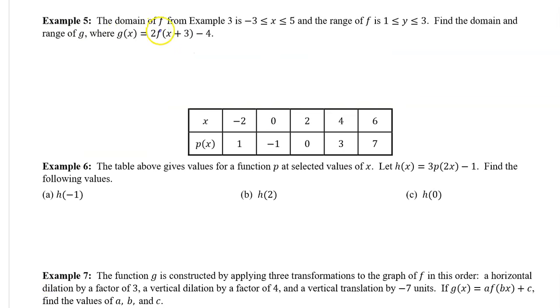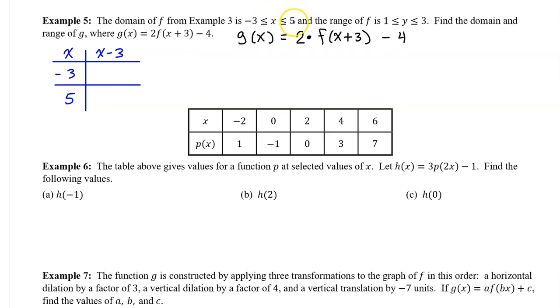Example 5. The domain of f from example 3 is the closed interval from -3 to 5. And the range of f is the closed interval from 1 to 3. Find the domain and range of g, where g of x equals 2 times f at x plus 3, minus 4. Let me be clear. This is not 2f. This is 2 times f at x plus 3.